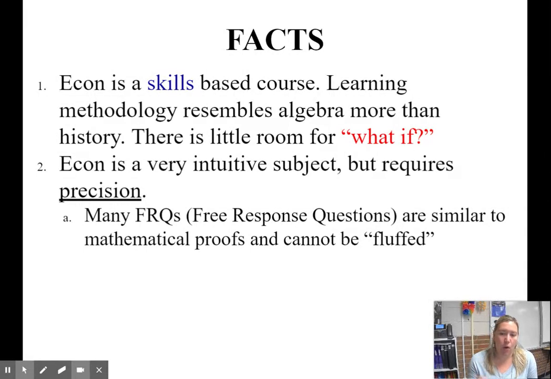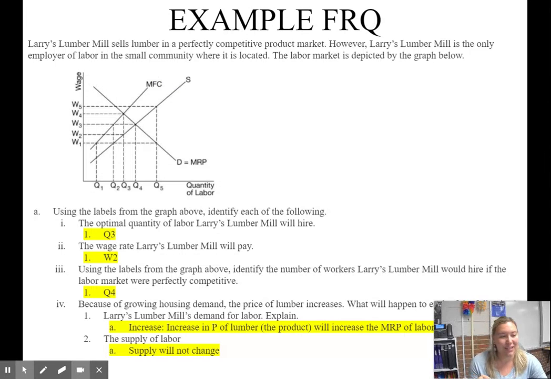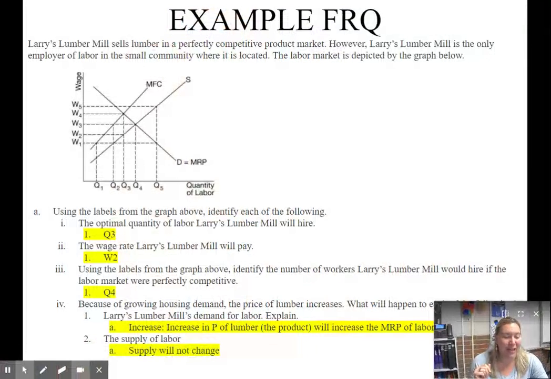When we think about the way the course is laid out, we use FRQs, which are free response questions, and multiple choice questions. When we think about FRQs, one of the things I want you to remember is that they're more similar to math or science questions, and they really can't be fluffed. This is what I mean by this. I'm going to move myself out of the way here. Sorry, I just made myself giant.